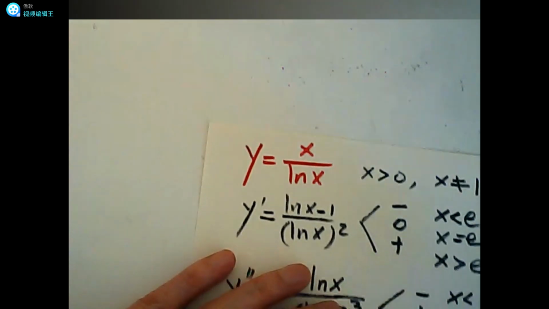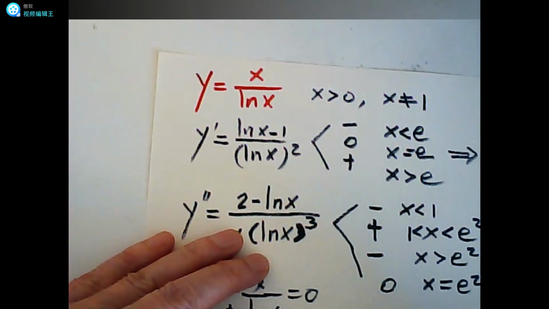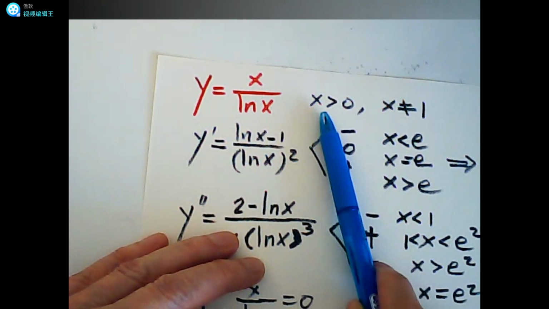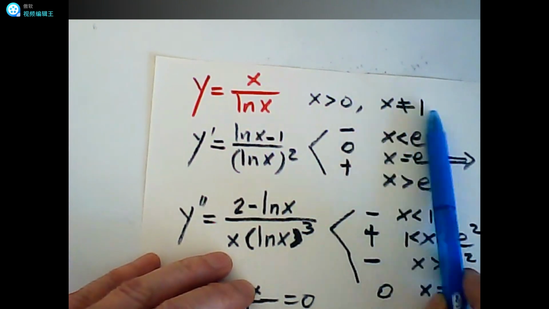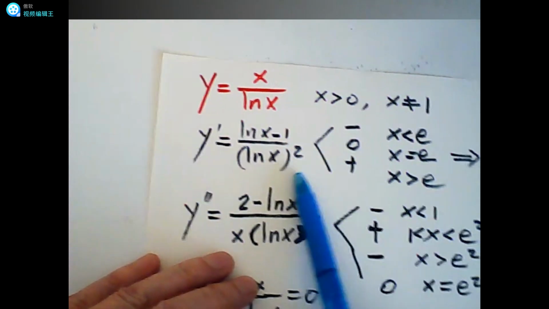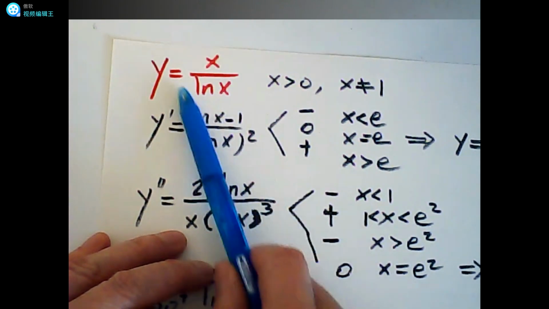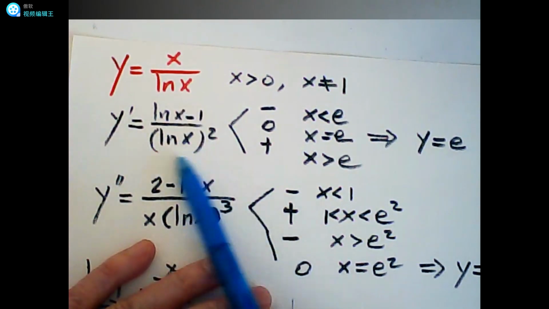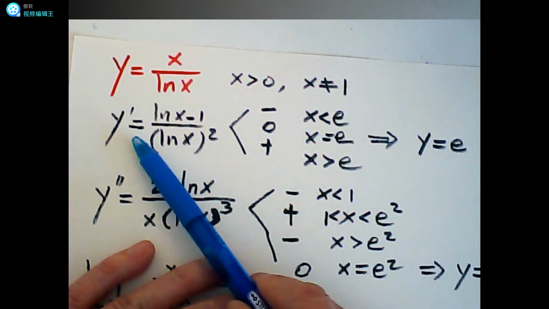Okay, so one more example. Y equals x over log x. Now obviously x is positive and x is not equal to 1, right? Now the first derivative. Well, I save time by using the quotient rule, then simplify. And from this we can analyze the signs of the derivative.